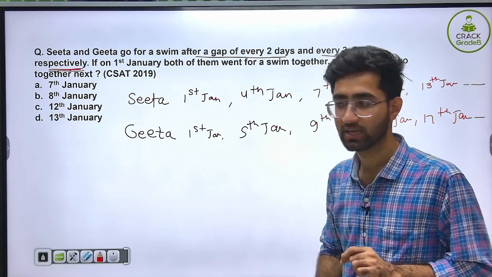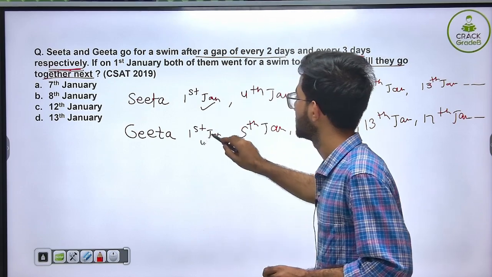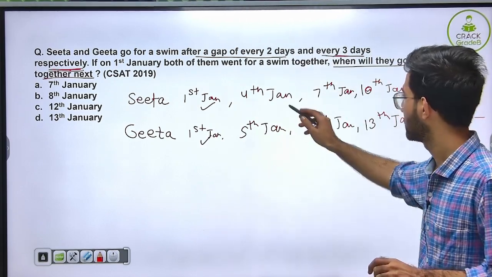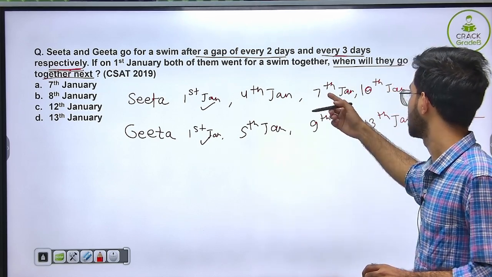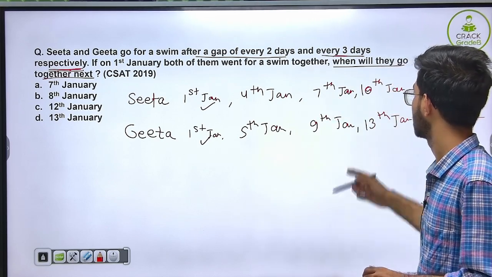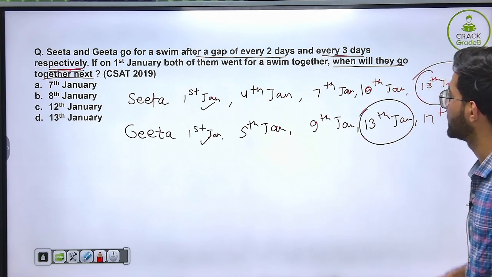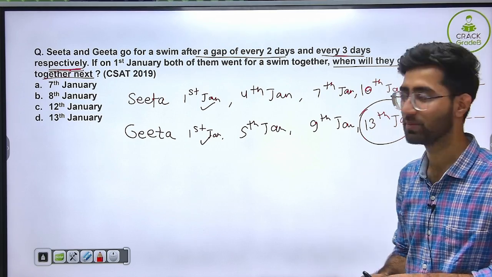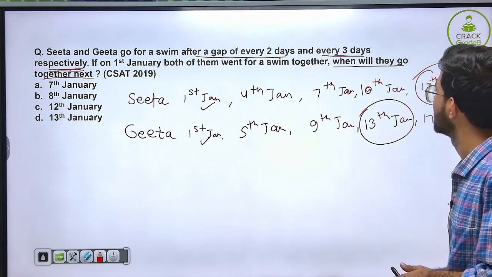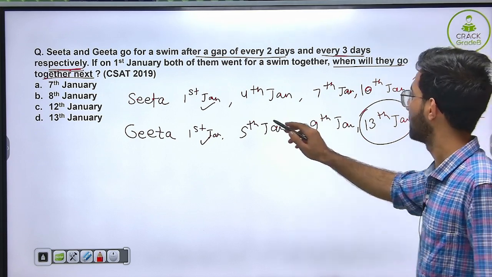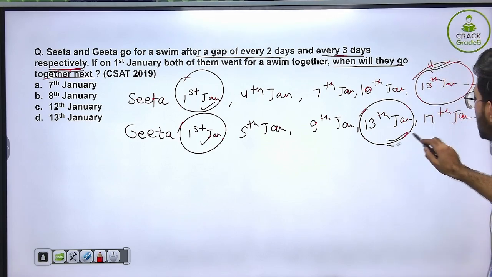The question asks when will they go together next? See, on 1st January they went together. Then Sita goes on 4th January, then 7th, but Gita is on 5th, 9th, 10th. Okay, see, both of them will go for swimming on 13th January together. See, after 1st January they will go on 13th January together.